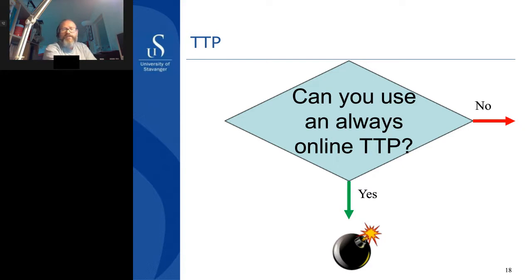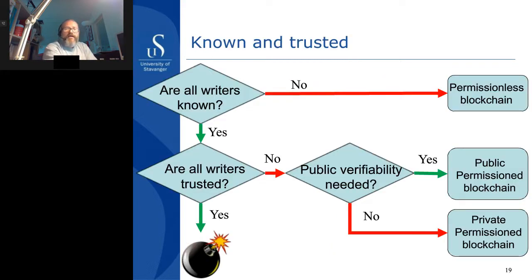Can you use an always online trusted third party? If the answer is yes, then you don't need a blockchain. Then you simply trust your online trusted third party. As an example, do you have a bank that you trust? You can trust your bank. In that case, you don't need a blockchain. However, if you don't have a trusted third party, you might need a blockchain. Then, are all the writers known? If the answer is no, then a permissionless blockchain could be for you.